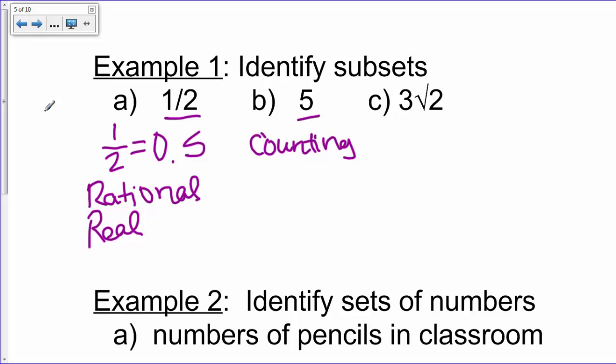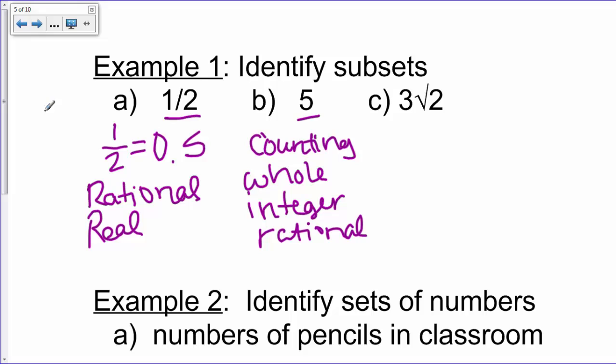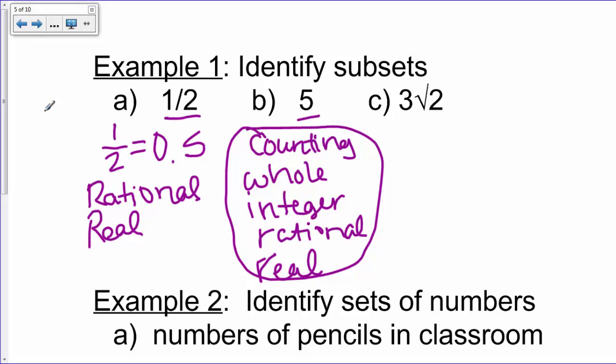The next subset after counting is whole number. Then we have integer. Then we have rational. And then we have real. I have a new tablet that I'm working with. I'm not real versed with it yet, so you're going to have to bear with me on the poor handwriting. Hopefully it'll get better. So these would be all of the subsets for the number 5. It is a counting, a whole, an integer, a rational, and a real.